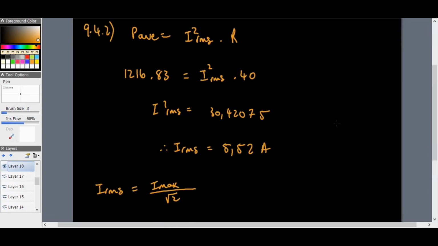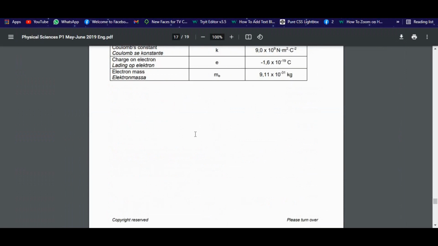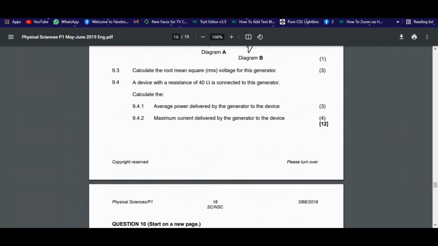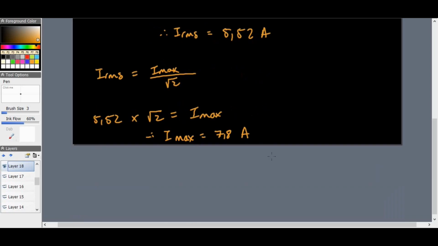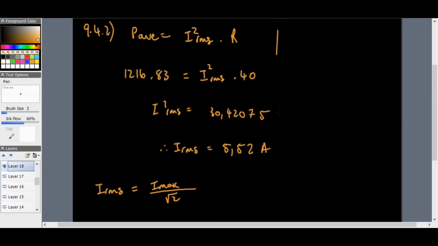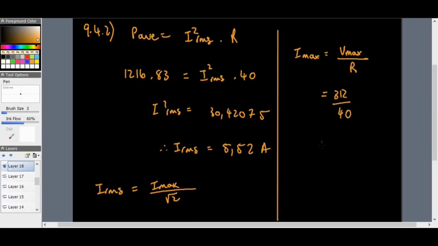Keep in mind, this was also, I think, 4 marks. Let's check. Yeah, it was 4 marks, so it was a little bit of work. However, there also was a shorter method. A shorter method would have been just recognizing that maximum current must equal maximum voltage divided by R, still applying Ohm's law here. If I want maximum current, I must work with maximum voltage, in this case 312. The resistance was 40. 312 divided by 40 gives me also 7.8 amps.